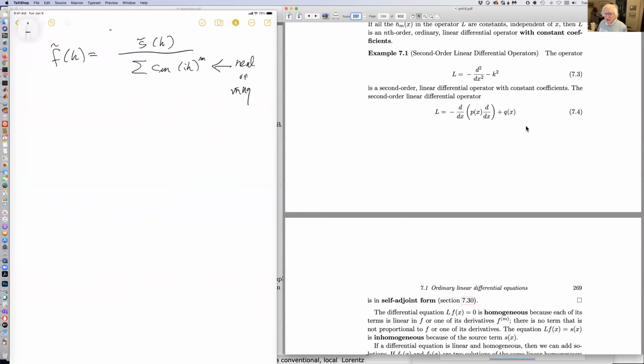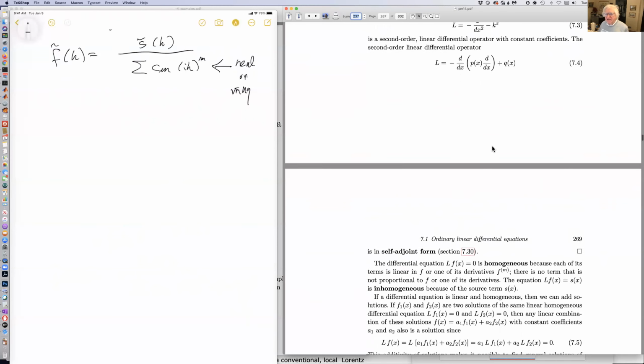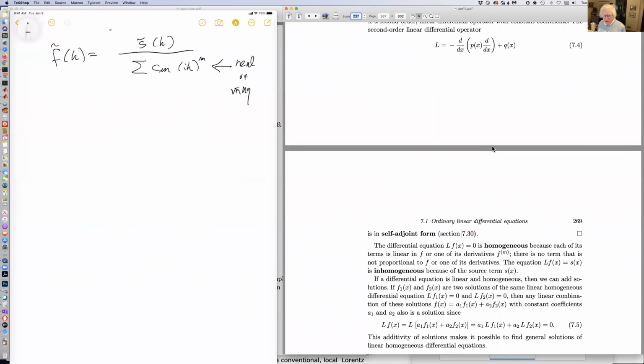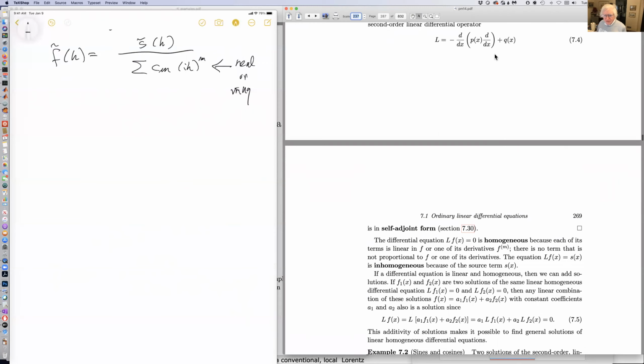An analogous, or a more general, second order linear differential operator is of this form, where P and Q are real functions. This is said to be in self-adjoint form, and we'll learn later that that's a nice form, and it's nice when you've rewritten your equation in that form.